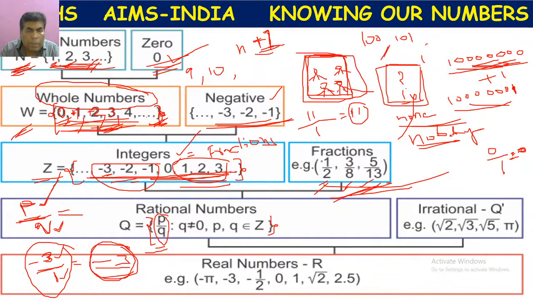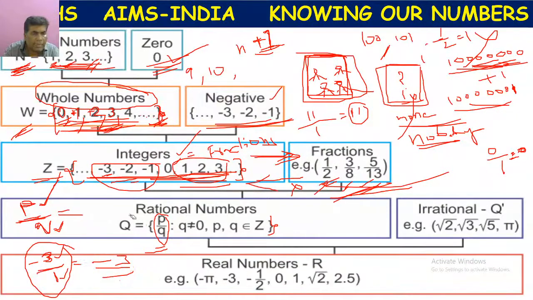But we cannot write a fraction as an integer, because 1 by 2 is not equal to 1. We can write an integer as a fraction, but a fraction as an integer is not possible. So integers and fractions are grouped together as rational numbers.